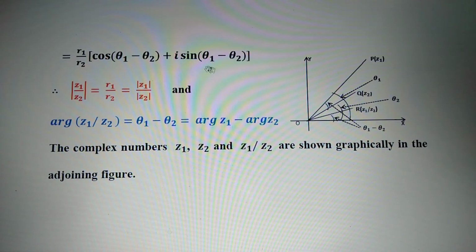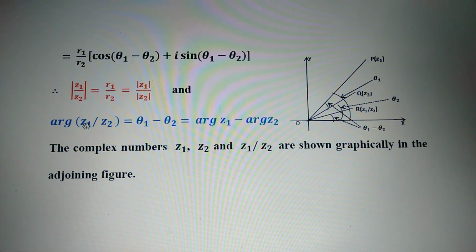Now this is the complex number whose modulus is R1 by R2 and argument is theta 1 minus theta 2. Which complex number is this? Z1 by Z2. The modulus of Z1 by Z2 is R1 by R2. What is R1? That is modulus of Z1, and R2 is modulus of Z2. So we have modulus of Z1 by Z2 equal to modulus of Z1 by modulus of Z2.